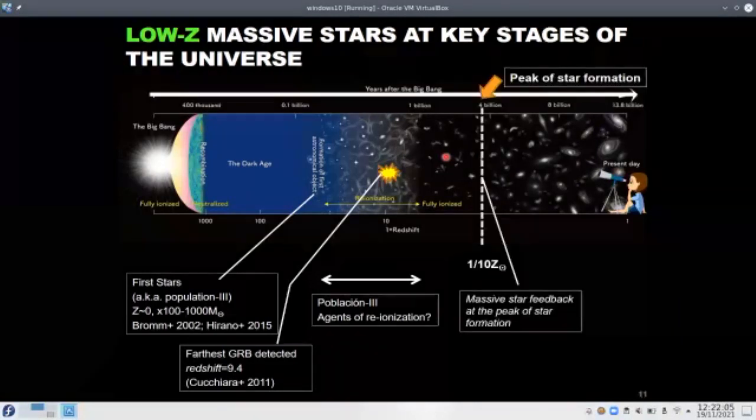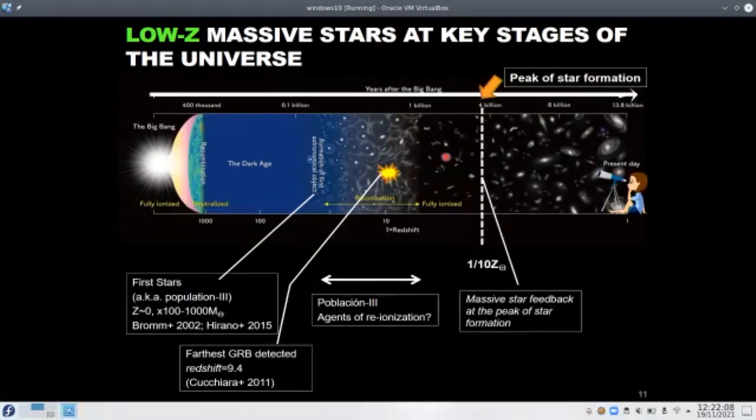There's another landmark in the history of the universe, and that's the peak of star formation. If one considers the rate at which stars are formed, it's not constant on average in the universe. It increases up to this point, and then the rate decreases. And that happened roughly when the universe was 4 billion years old, and corresponds to a metallicity of 1/10 solar metallicity. And in this stage, the feedback from massive stars, of course, was very important.